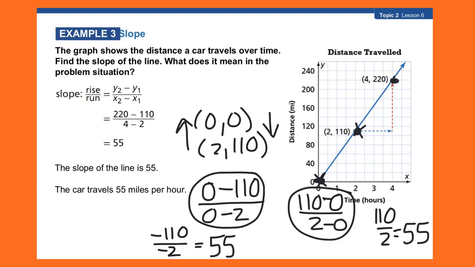But on this example, they wanted us to say, what does this actually mean? And so they're asking for some labels. And what it means is that we have 55 miles every hour.